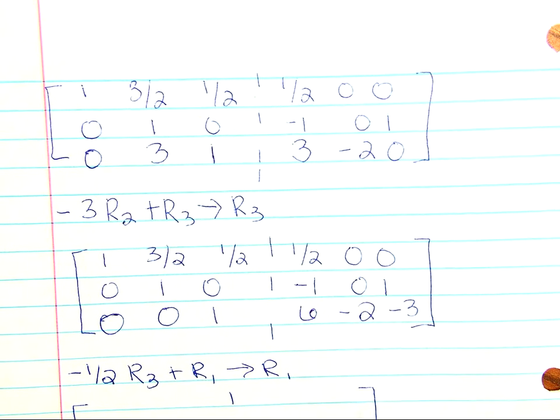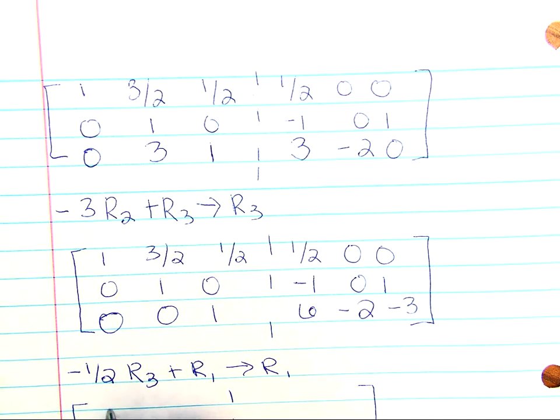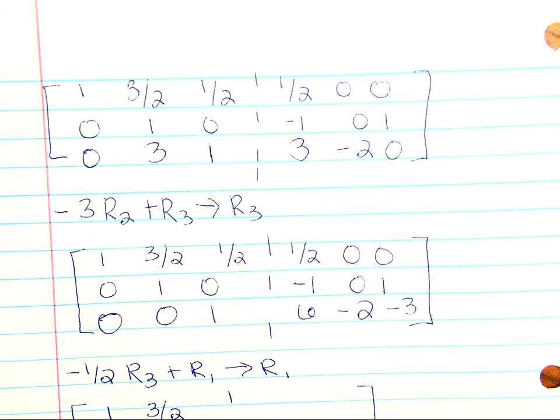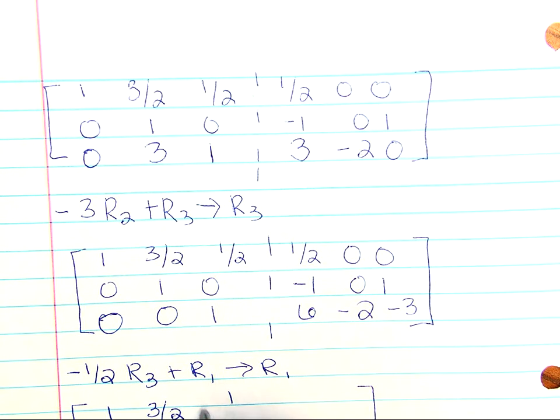So I am doing negative 1/2 times this. Negative 1/2 times that is 0. Negative 1/2 times that is 0. So these first two entries are not going to change. Now negative 1/2 times 1 is negative 1/2, plus 1/2 would get me 0.